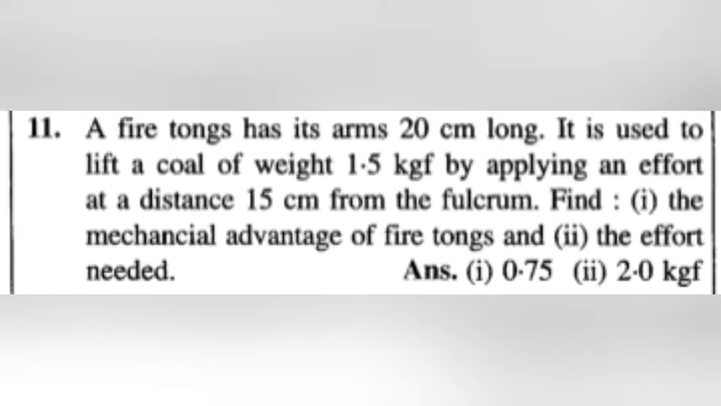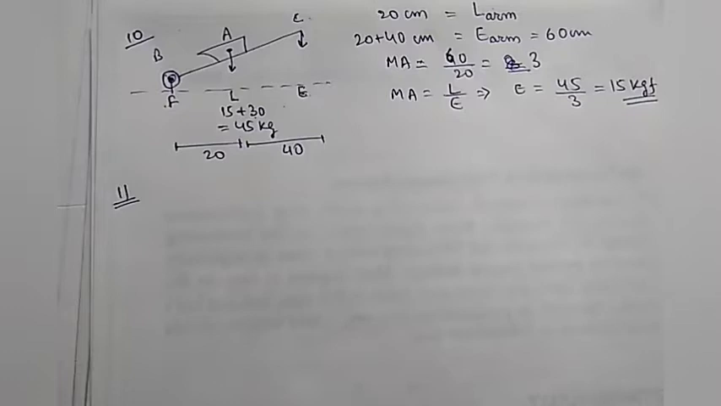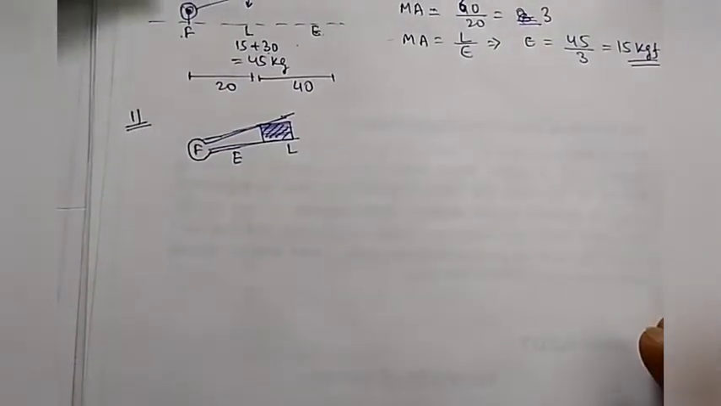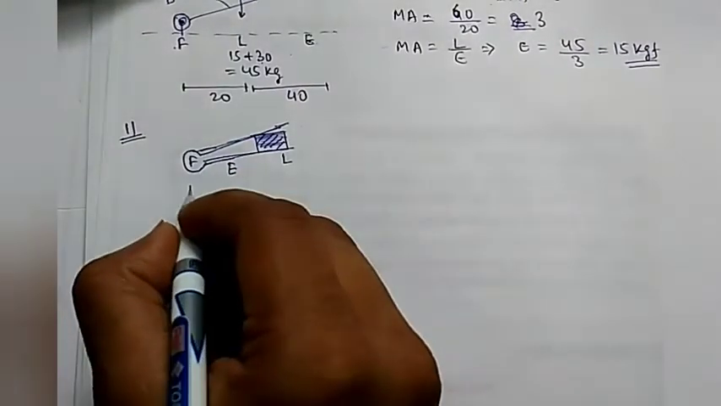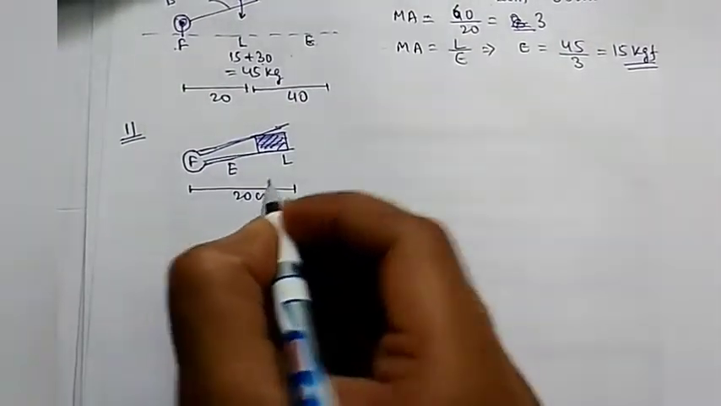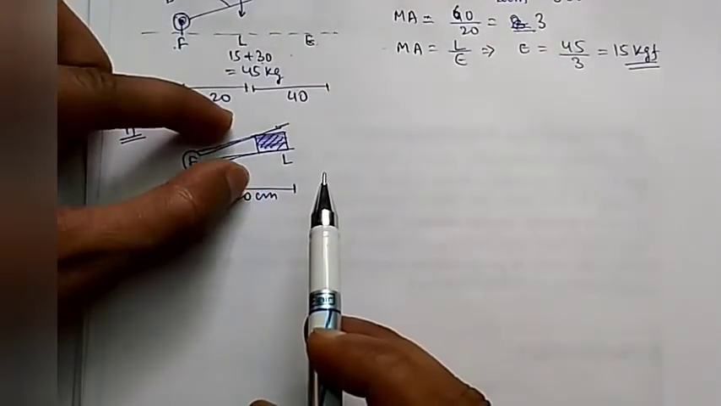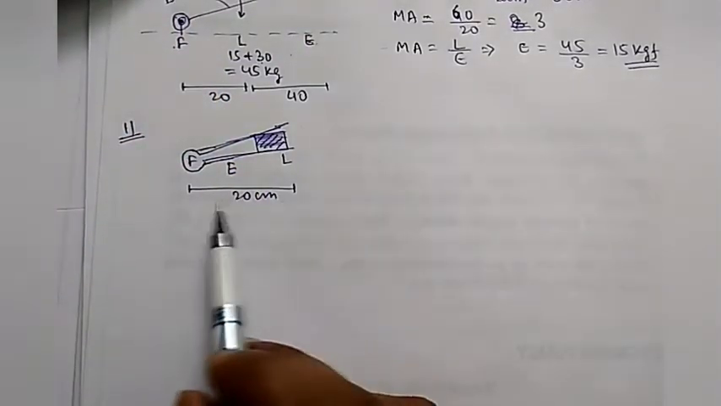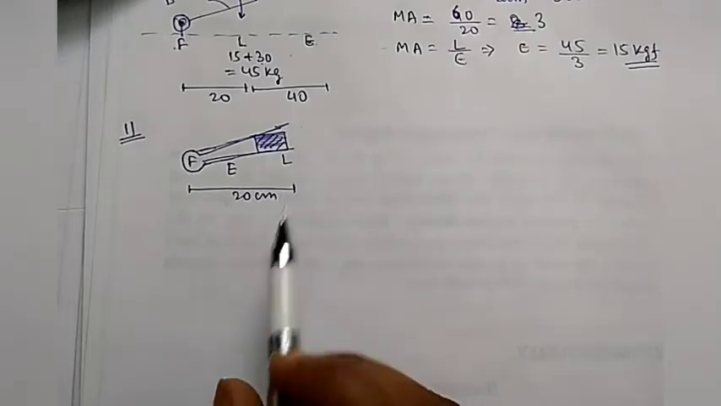Number 11. Question number 11, a fire tongue has 20 centimeter long arms. This total is given 20 centimeter. This is a fire tongue. We will hold this way and we'll hold the fire coal. So a fire tongue has 20 centimeter long. It is used to lift a coal of weight 1.5 kgf.